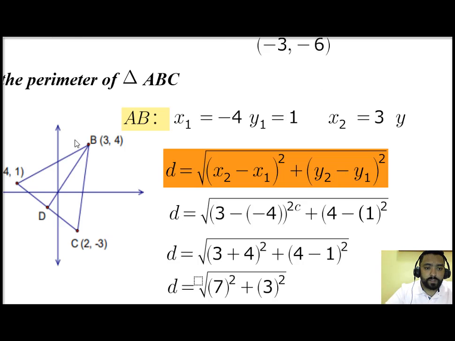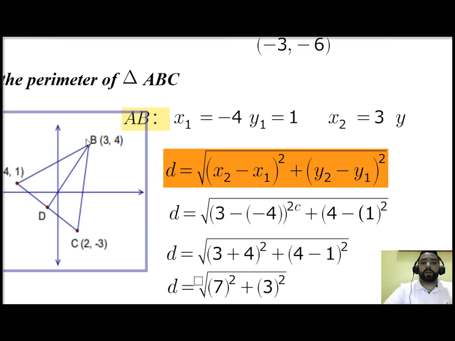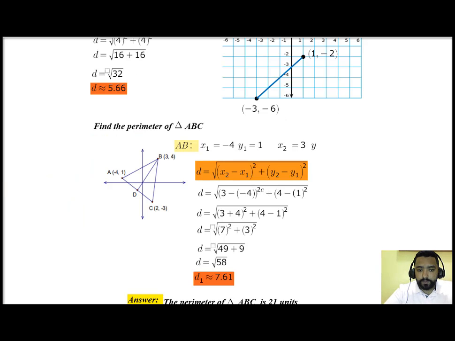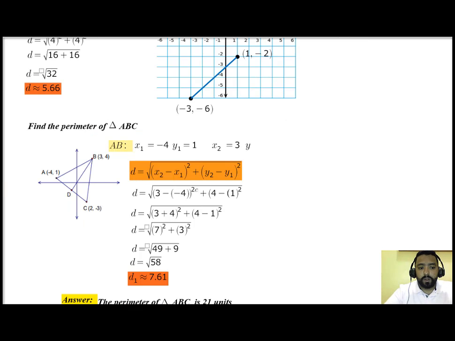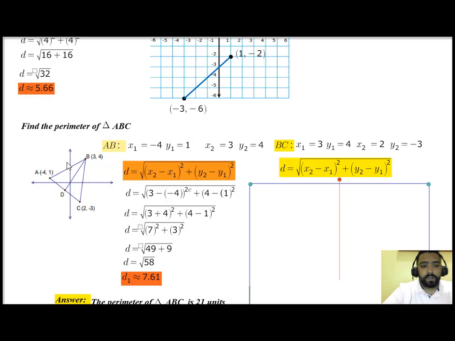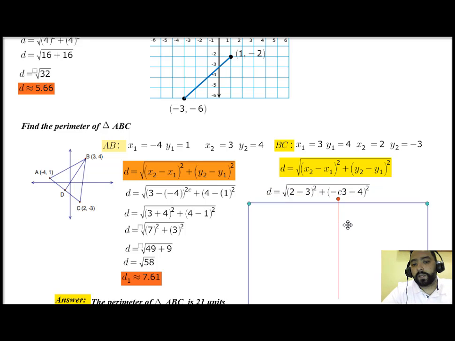With the distance from this point to this point. We are going to repeat the process for BC and for CD. We are going to choose x1, y1, x2, and y2. So I'm going to show you the procedure. For example, in this one, from BC, or from B to C, I choose x1 equal to 3, y1 equal to 4, x2 equal to 2, and y2 equal to negative 3. So then what do you have to do? Replace the values. Follow the same process as this one.